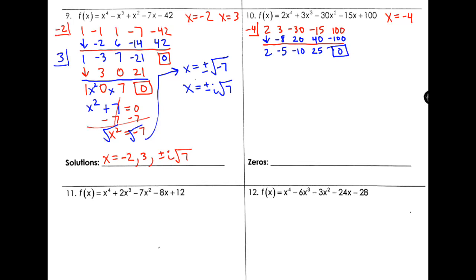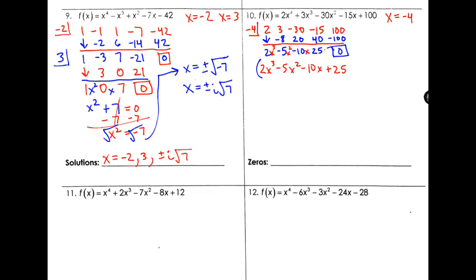And so, counting backwards from the remainder, x to the 0, x to the first, x to the second, x to the third. So that comes out as 2x to the third minus 5x squared minus 10x plus 25. We are still looking for how many? 3 zeros. We have 4 terms. So, guys, we have to keep going with the work.